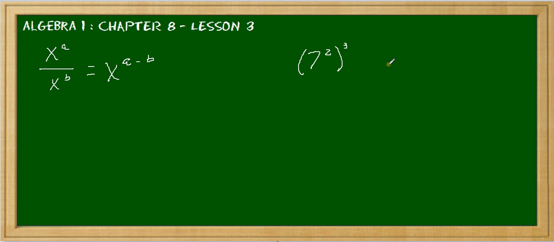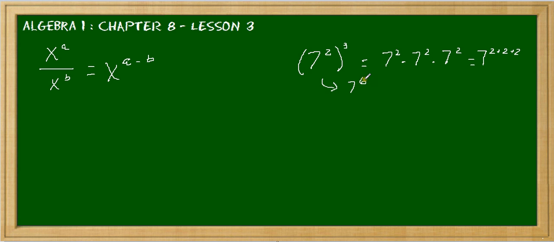Well, by definition of the exponent, 7 squared raised to the third power would be 7 squared times 7 squared times 7 squared, right? Because we're taking 7 squared and we're multiplying it 3 times, right? So, but what could we do now? The first law of exponents means that we can actually add these up, all right? We can say 7 to the 2 plus 2 plus 2 power, which means that this is equal to 7 to the 6th power.